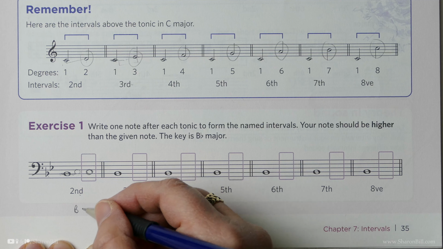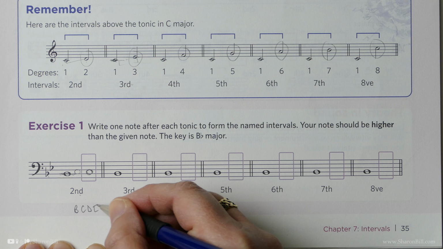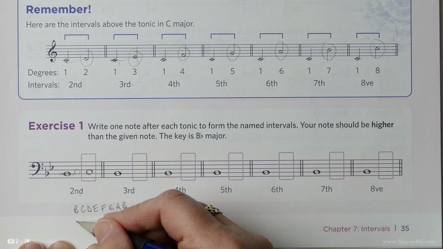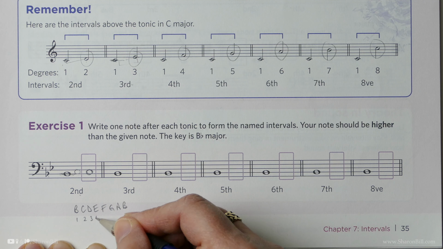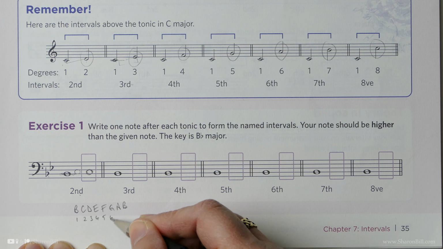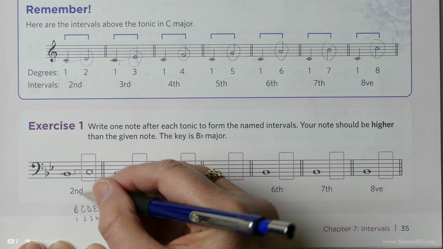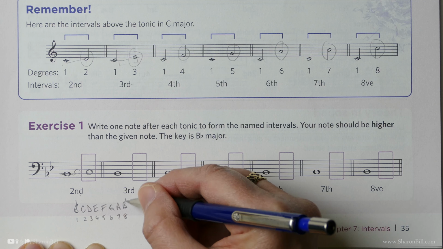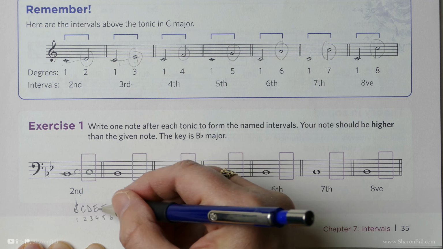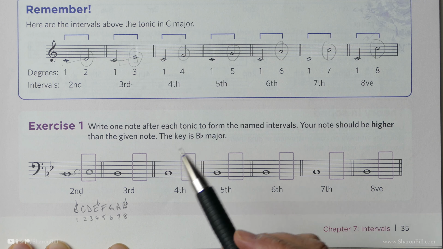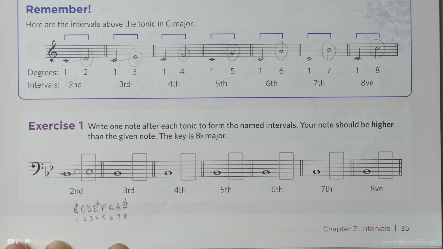So we have B, C, D, E, F, G, A, B. That's 1, 2, 3, 4, 5, 6, 7, 8. Of course, that's a B flat on the tonic, and we have an E flat as well, but your key signature is going to take care of those in the major scale. It's only in the minor scale we've got to remember to add the accidental for the raised seventh.